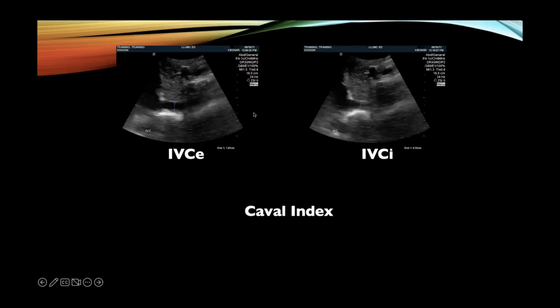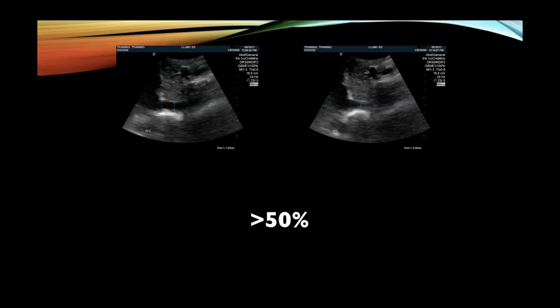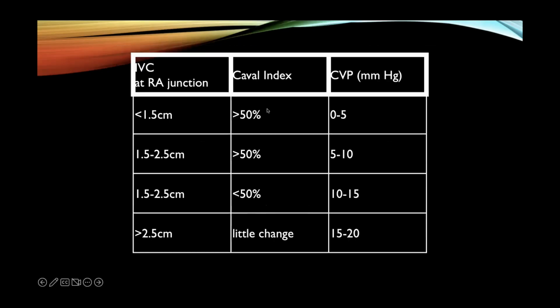And then we can calculate something called the Cavel index. Has anyone heard of that before? Natalie's nodding. Okay, perfect. So for the Cavel index, it's a quick calculation. We look at the expiratory volume minus the inspiratory and then divide it by the expiratory, and we get a number. And we expect the variation to be greater than 50%. Once we have that number, we can get a rough idea of what the central venous pressure will be.